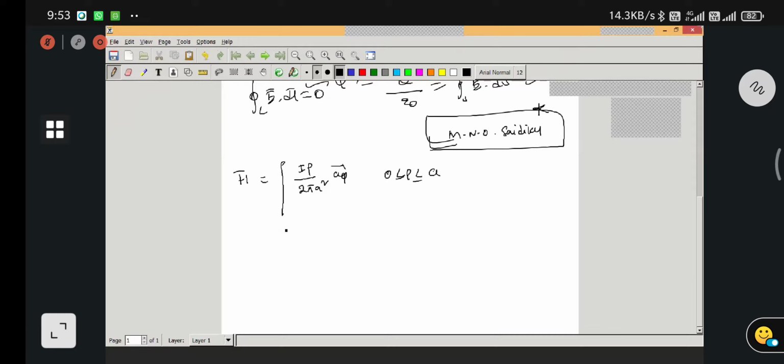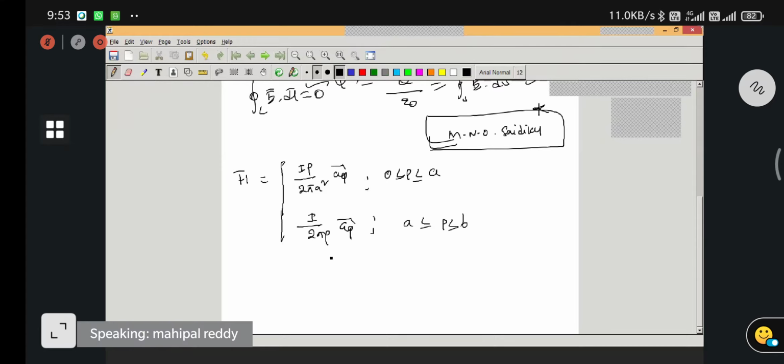The next one is I divided by 2 pi rho, this is a pi. The previous class, just a summary. I will write you the summary of the previous classes.